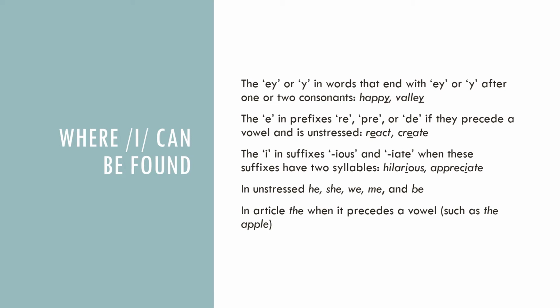Next is the letter E in the suffixes eus and eate when these suffixes have two syllables, for example, hilarious and appreciate. Next is in the unstressed form of he, she, we, me, and be. And last is in the article the when it precedes a vowel, such as the apple.